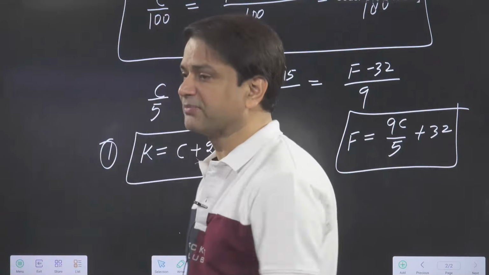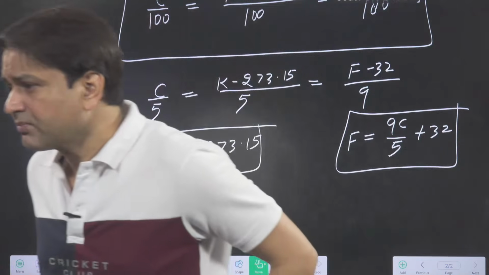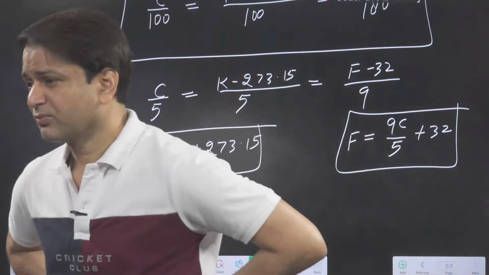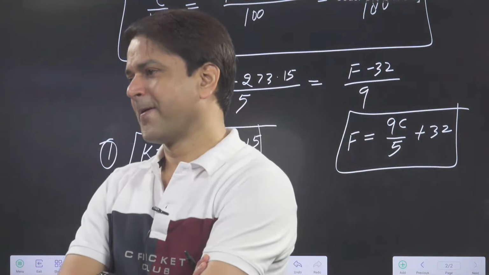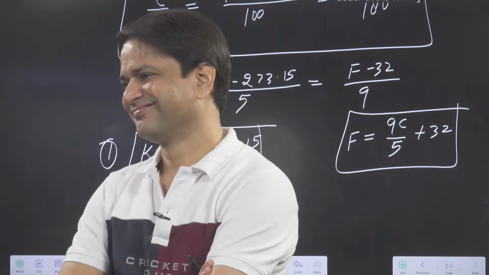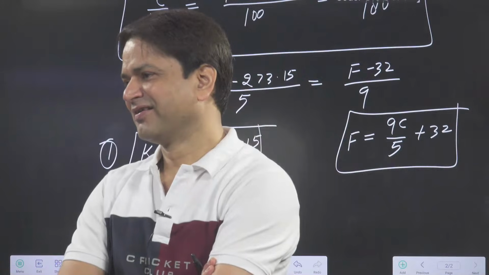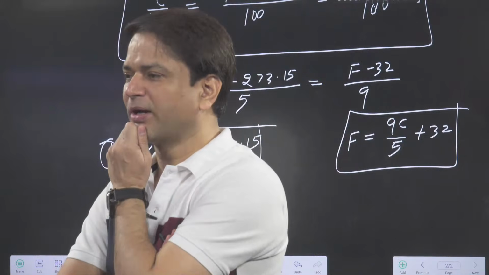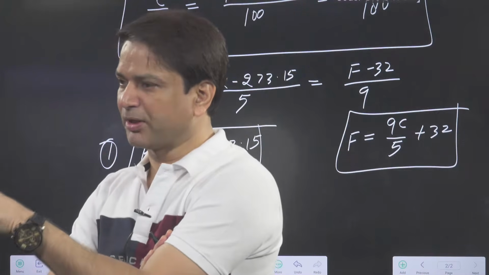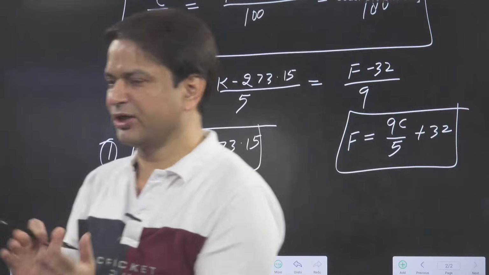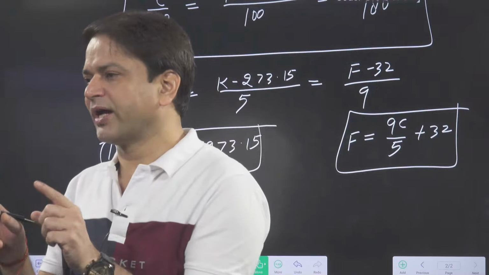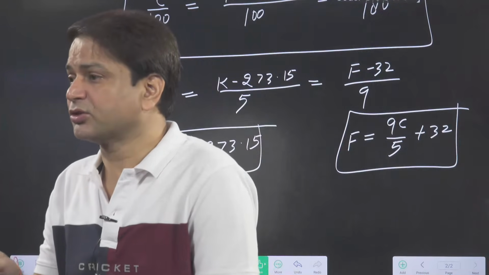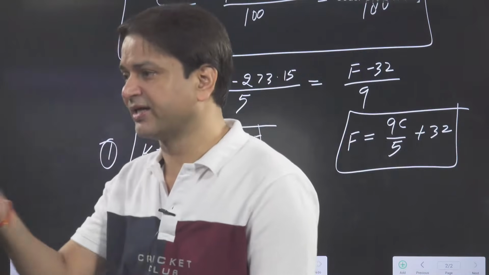One more thing. Suppose I ask, what is the differentiation of x square? The formula we remember: x square differentiation is 2x. So d of x square, I will apply the formula of x square, which is 2x. Then we write d of x square is 2x dx.